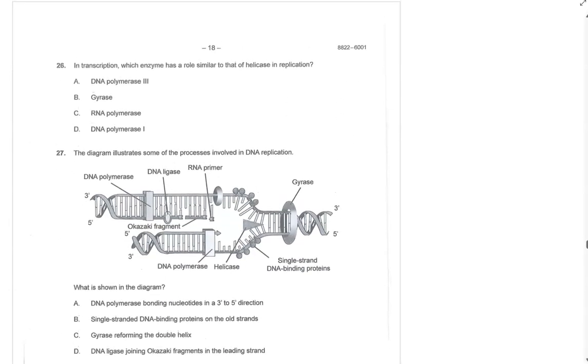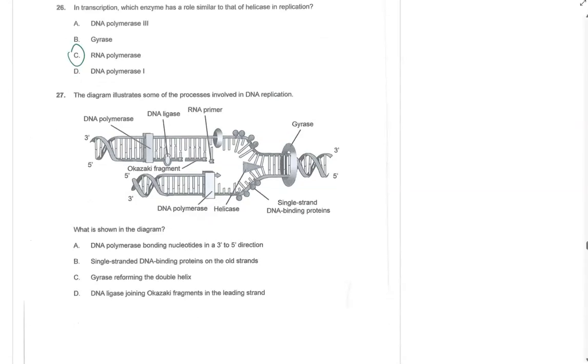Okay, 26. In transcription, which enzyme has a role similar to that of helicase? So helicase unwinds, unzips, doesn't it? And in transcription, you will, of course, remember that the only enzyme involved is RNA polymerase, which is C.